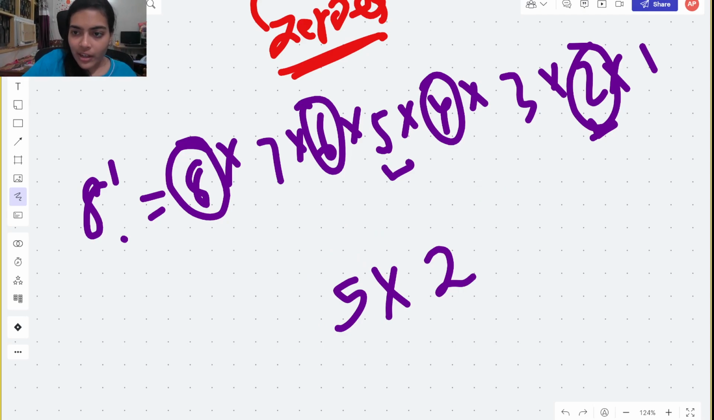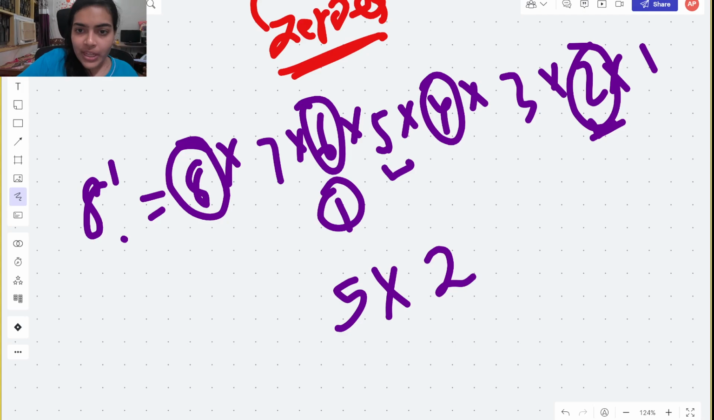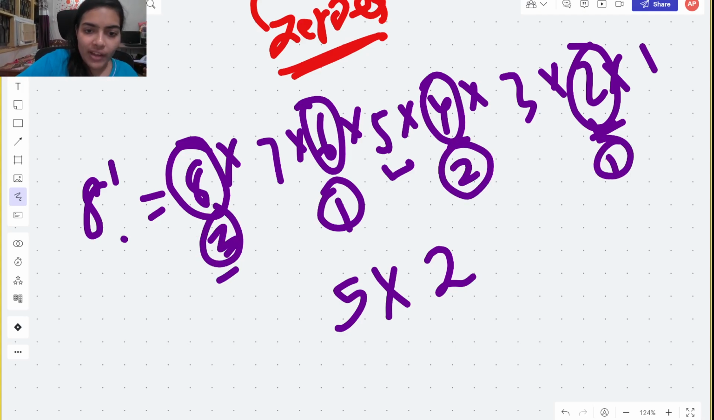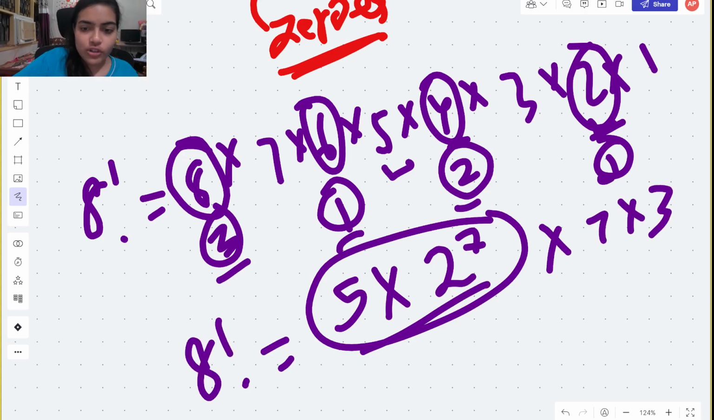How many 2's are there? We get 1 2 from here, we get 2 2's from here, we get 3 2's from here, we get only 1 2 from here. We get 2 2's from here, we get 1 2 from here, we get 3 2's from here. So you have 3 plus 1 is 4, 4 plus 2 is 6, 6 plus 1 is 7. So you have 5 into 2 power 7 into 7 into 3. So this number 8 factorial is actually equal to this.